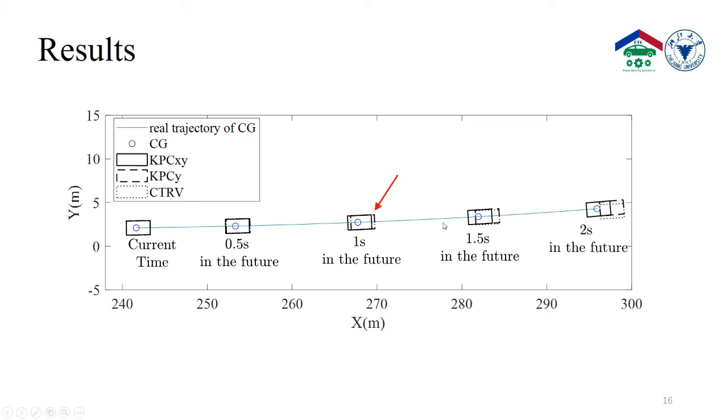We can see that at the prediction time of 1 second, the predictions of KPCY and CTRV show an error in the longitudinal direction. At a prediction time of 2 seconds, the result of CTRV shows both large lateral and longitudinal errors, while KPCY shows a large longitudinal error but a relatively small lateral error. And for our proposed algorithm KPCXY, the prediction results can fit the real trajectory of the vehicle well.